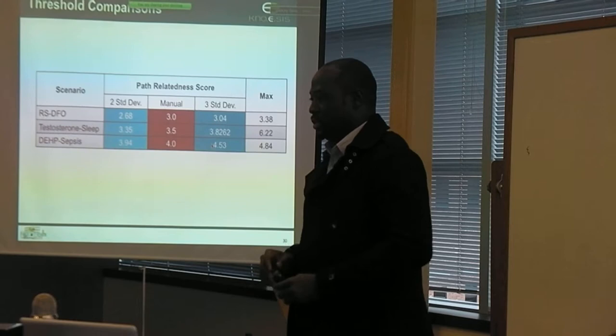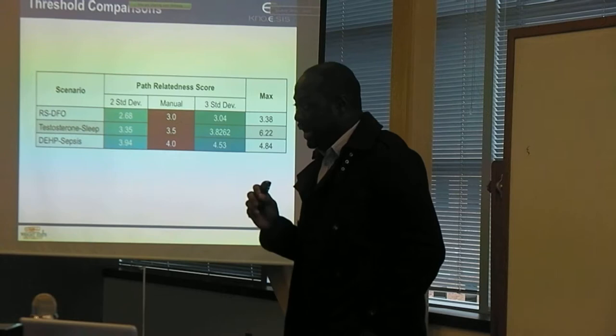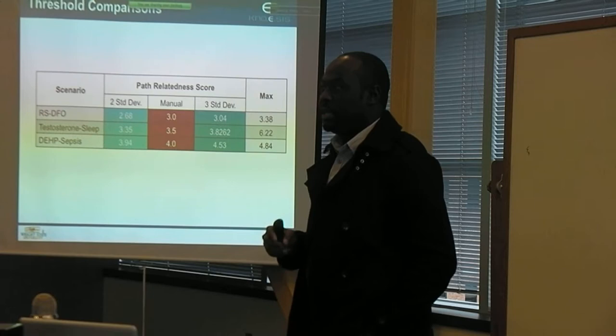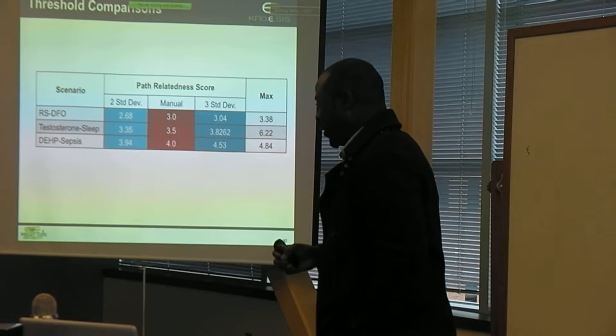So the pairs of paths that crossed this threshold are highly similar? Exactly. This is what this allowed me to say. It allowed me to say, and I could only really say that because the subgraphs that were generated based on the manual threshold were of decent quality.